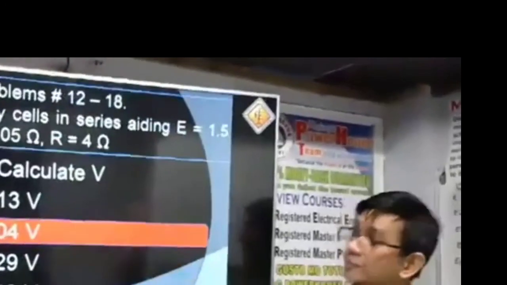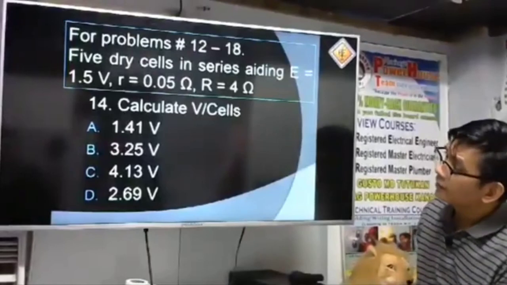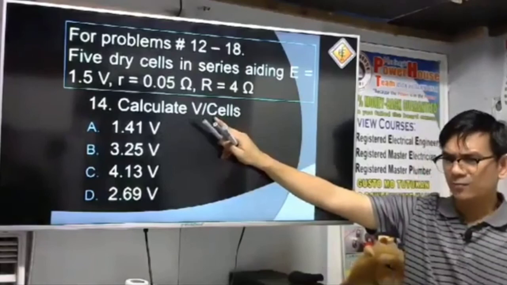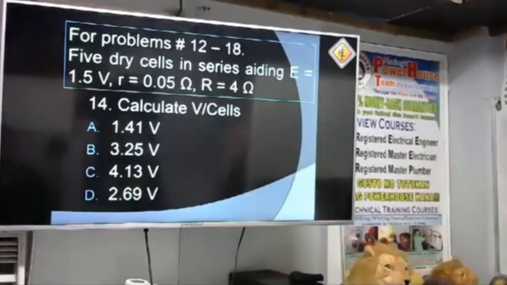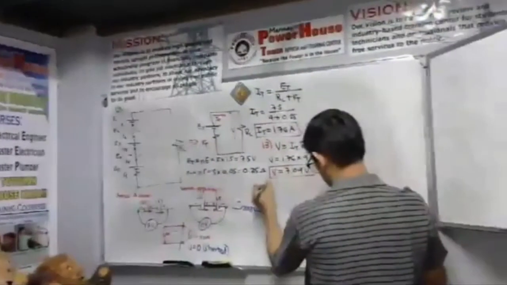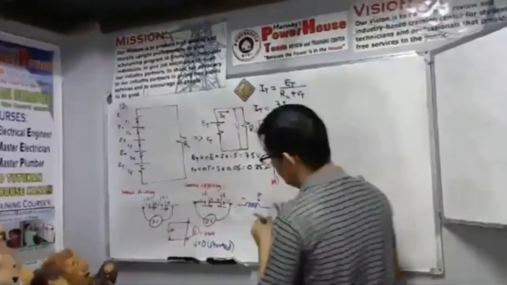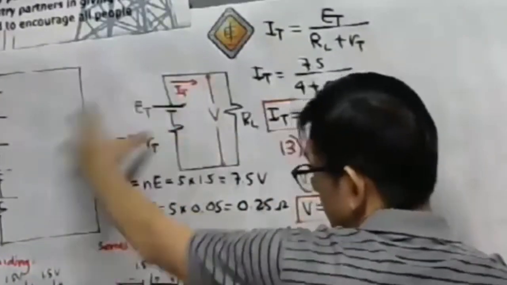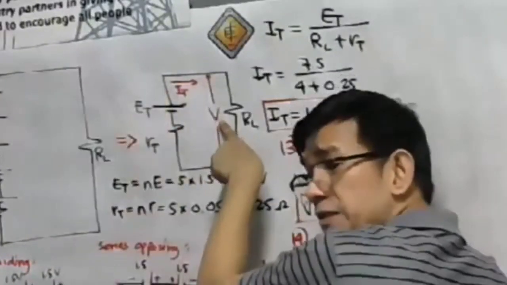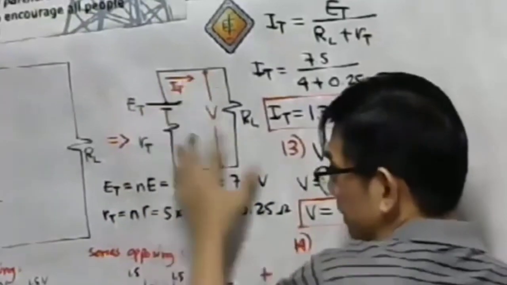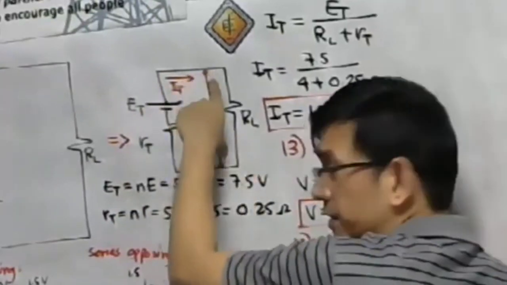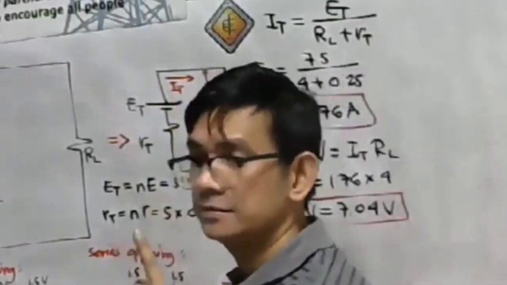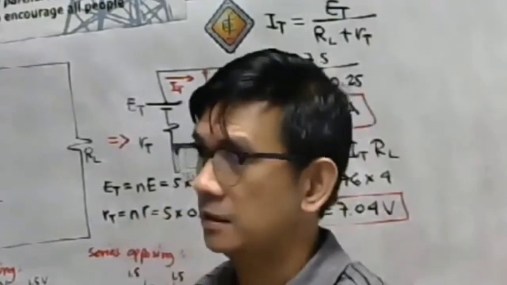This is letter B, number 14. Calculate the load voltage per cell. What do we mean by that? Take a look at our equivalent circuit here. Please focus here. This is the equivalent circuit, and this is the total load voltage. But what is the individual load voltage? That is actually the question, per cell.